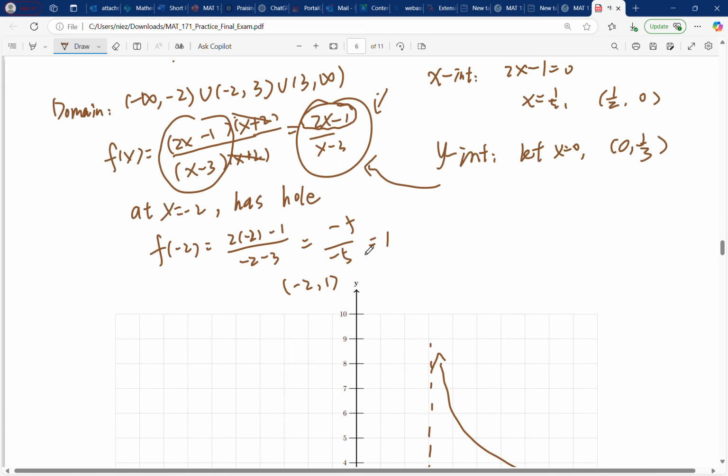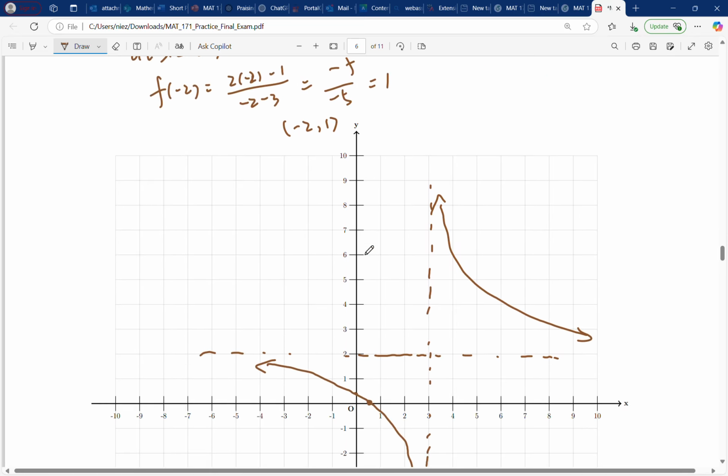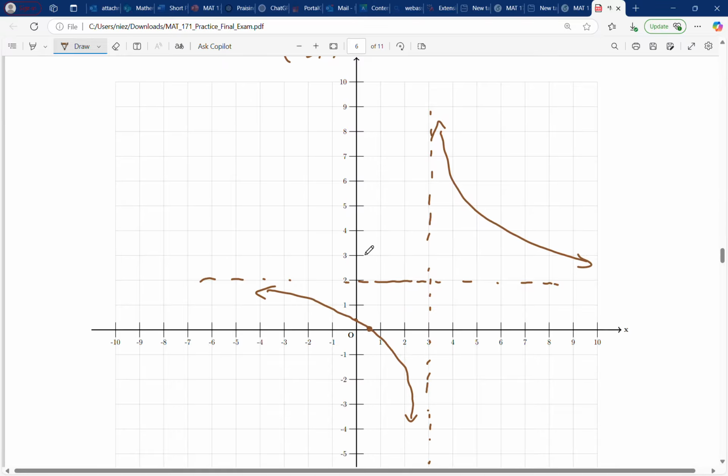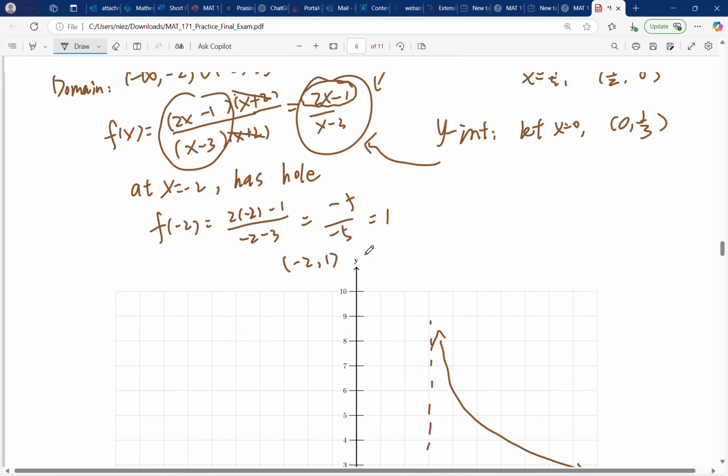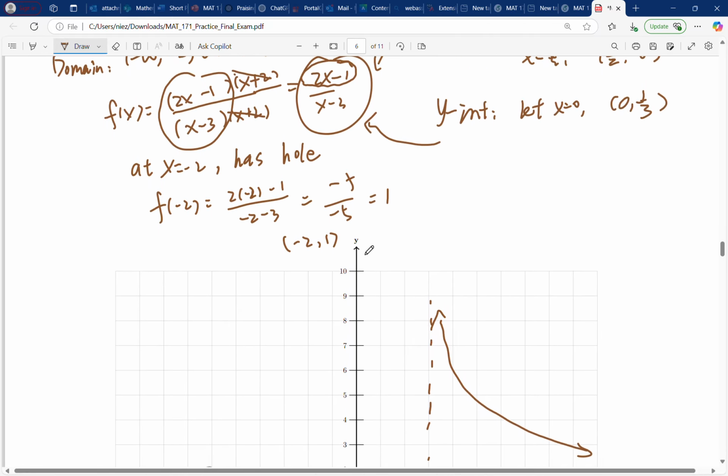So here you can try the other points. But one point we cannot ignore: -2 and 1, right? -2 and 1. This point is a circle, right? So you should make sure it is a circle. Alright, the graph is going to look like this. Right? You can try the other points.